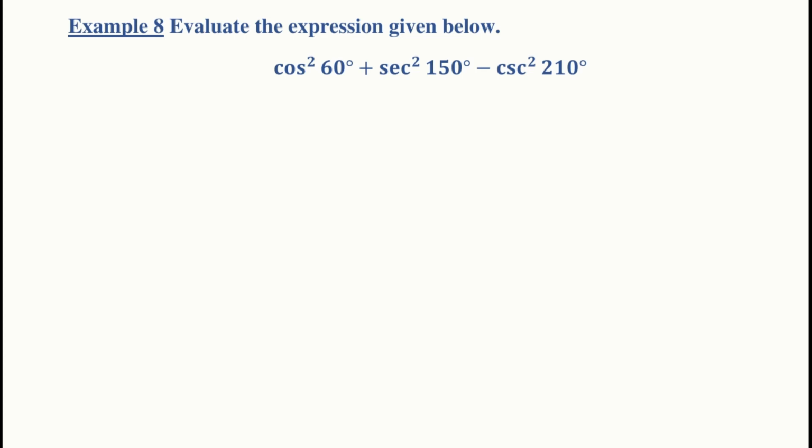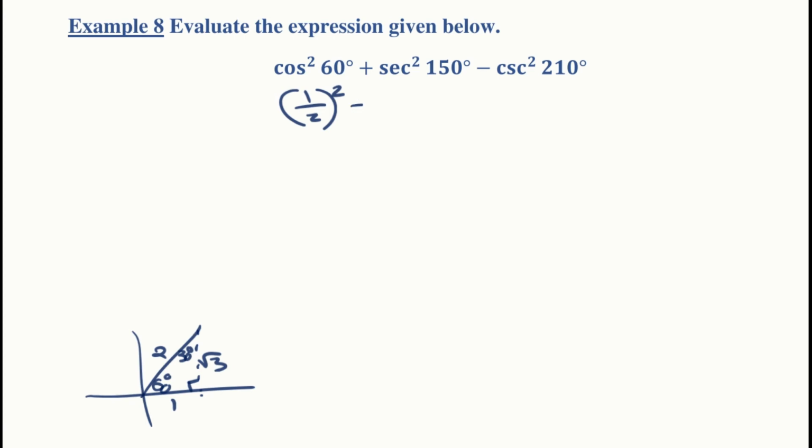So let's just do a quick sketch for 60. We know where that is, right here. So that means this is 30. So we have 1 here, we have 2 here, and we have square root of 3 here, right? So the cosine will be adjacent 1 over the hypotenuse 2. So 1/2 squared, don't forget to square.